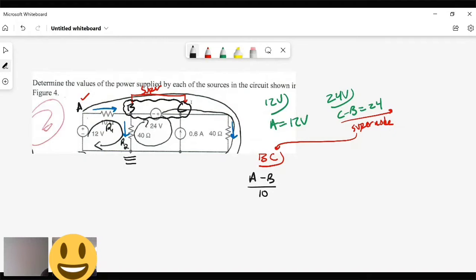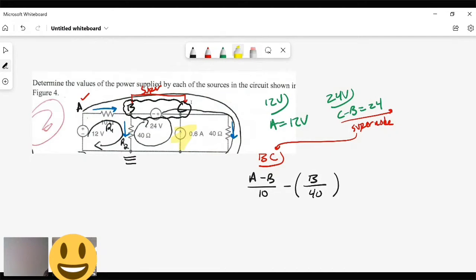Boom. Is it positive or negative? It's going into B. Positive. Good. So it's positive. Then we're going to do this guy right here. Is that going to be B minus ground or ground minus B? B minus ground. Good. B minus ground is just B divided by 40. Is it going to be positive or negative? Negative. Good. Negative. Boom.